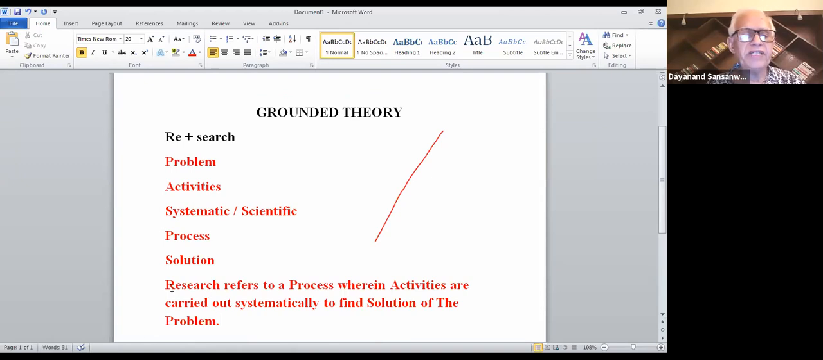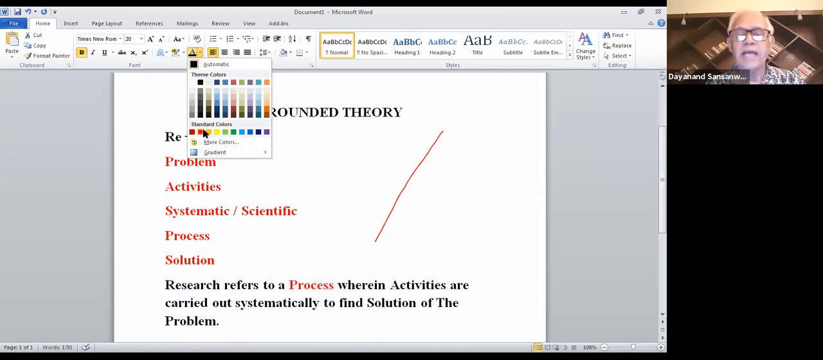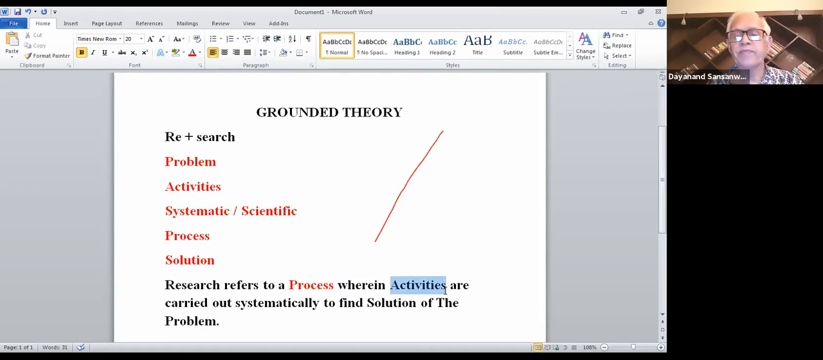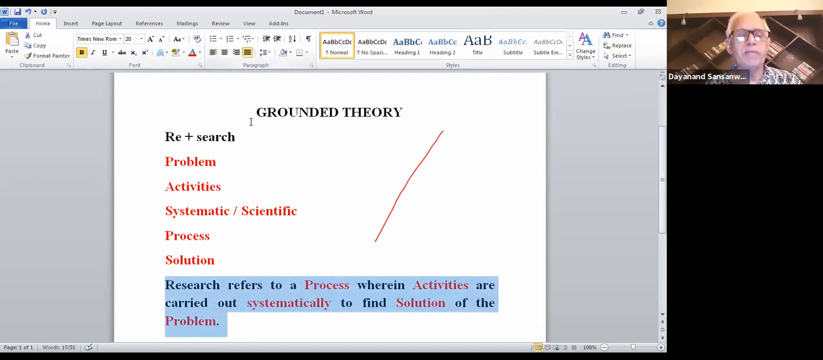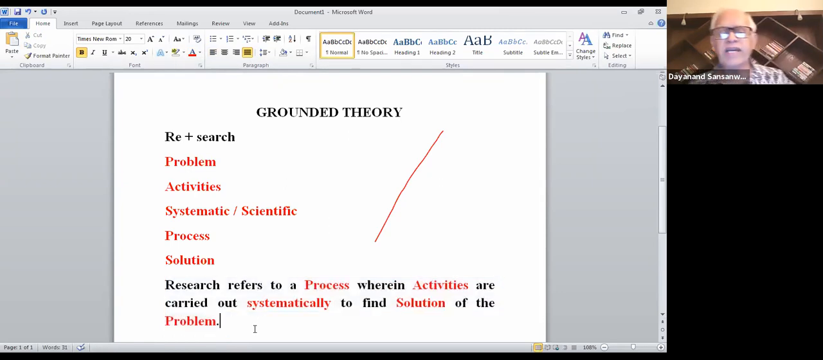Now, in this particular definition, I will highlight the important words. One important word is process. Another is activities. Another is systematic. Another is solution. And then the problem. You must understand that it is the problem, because for one particular problem, there may be more than one solution. So the problem remains the same and the solution may be different.